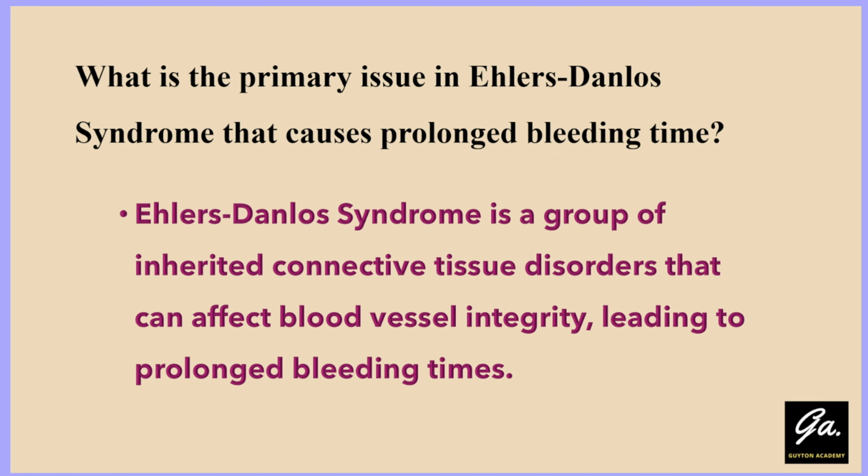What is the primary issue in Ehlers-Danlos syndrome that causes the prolonged bleeding time? Ehlers-Danlos syndrome is a group of inherited connective tissue disorders that can affect blood vessel integrity, leading to prolonged bleeding time. Because in the initial phase of primary hemostasis, we need vasoconstriction. So whenever there is a connective tissue disorder, it will cause prolonged bleeding time.